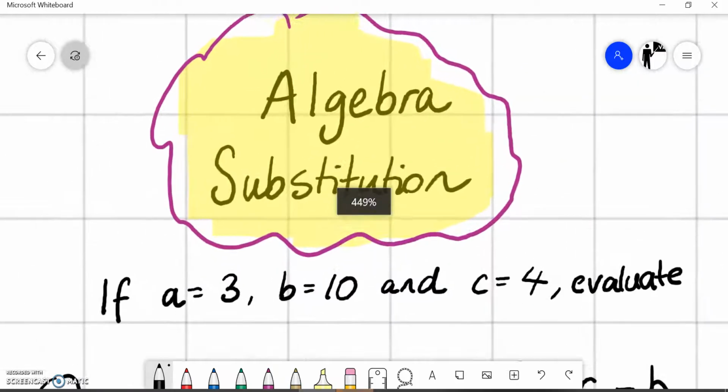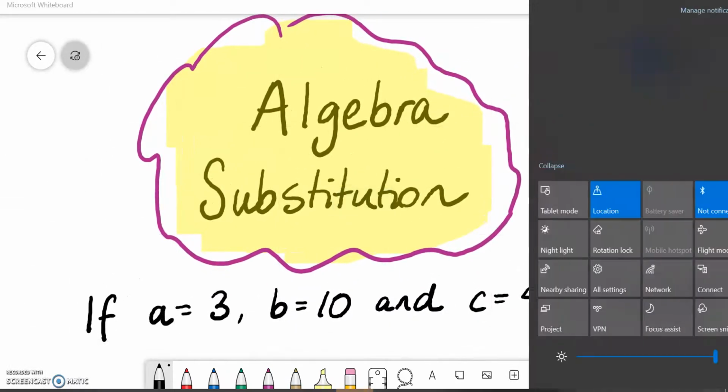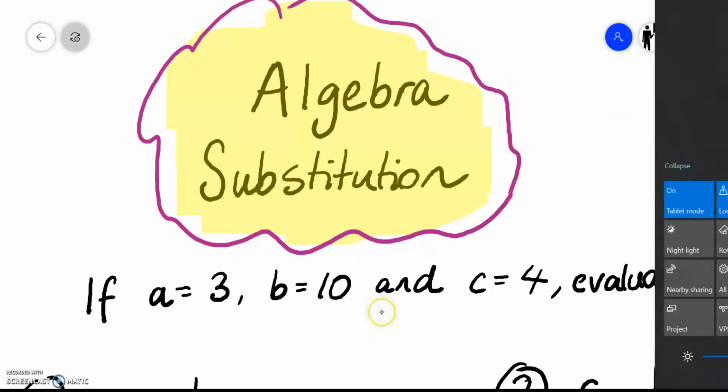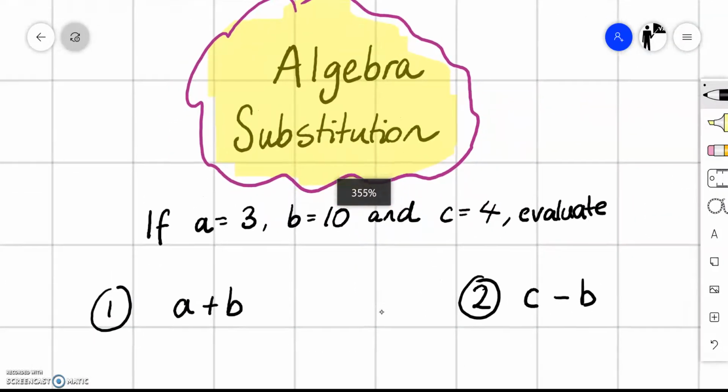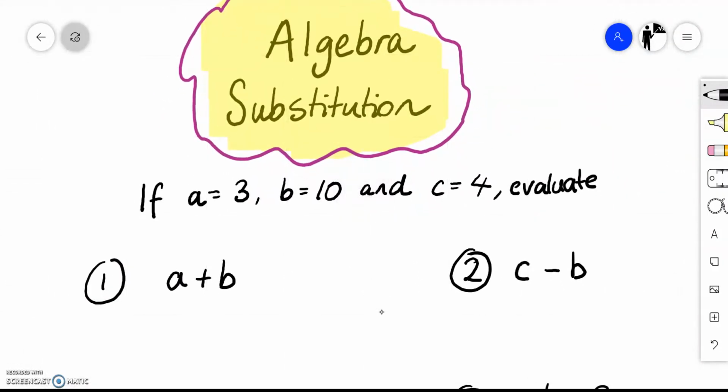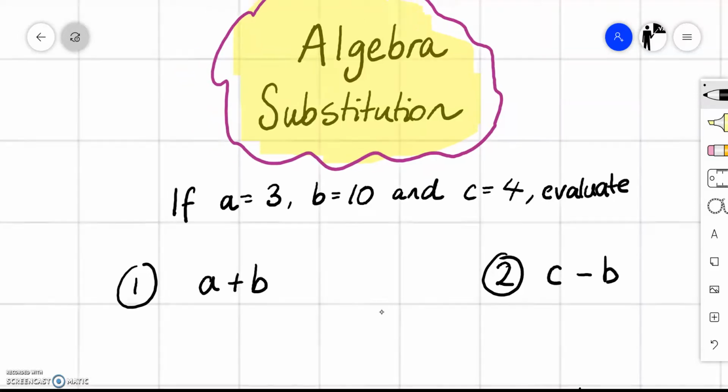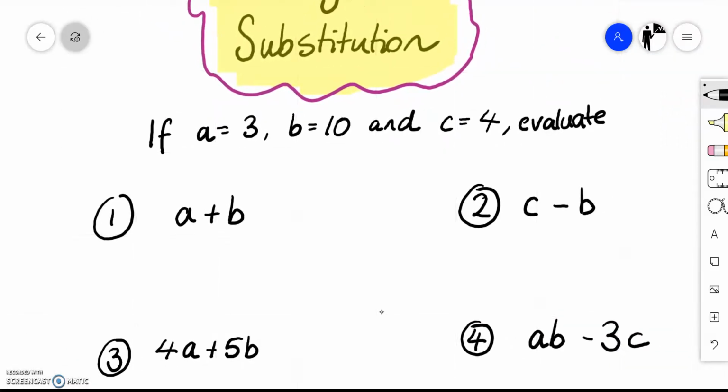In this video, we're going to have a look at how to do algebraic substitution. When we have an expression, like what we can see, but we're given values for those variables, the letters, we can evaluate. So have a look. We'll get a few examples to have a look through here.